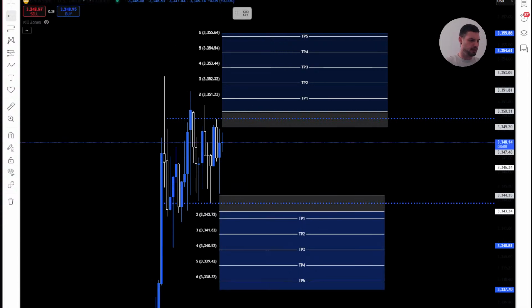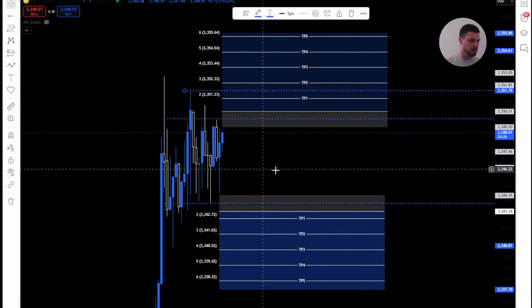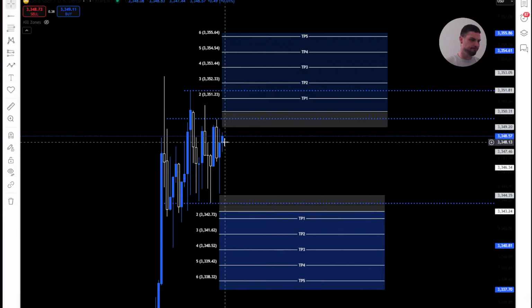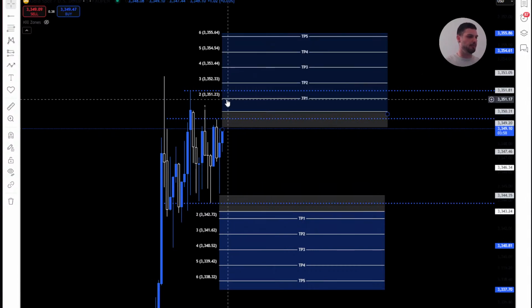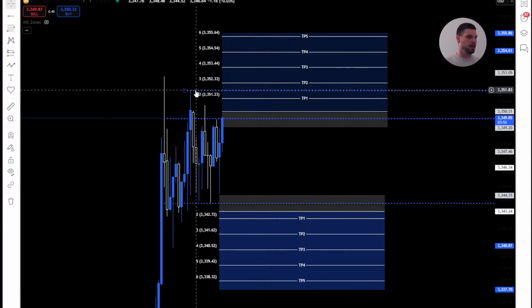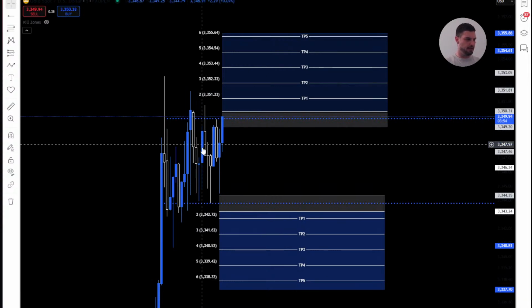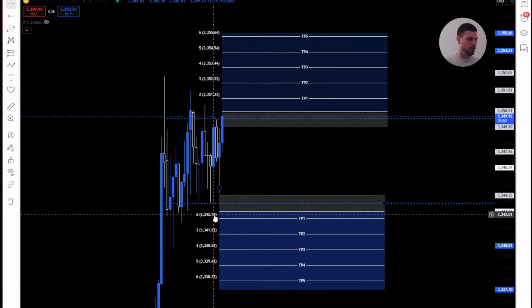Well, I don't know why that's not working. So because of this zone there, I know I'll probably be setting it at TP1 if I walk away. So if I walk away and let this play out, I'll set my take profit at TP1. And same for this level here.